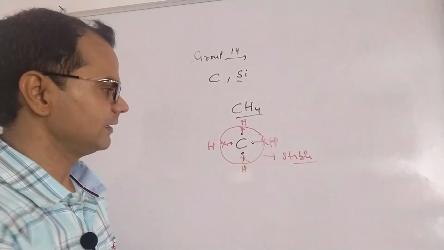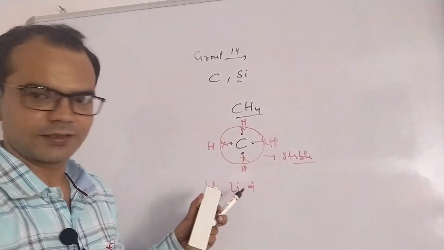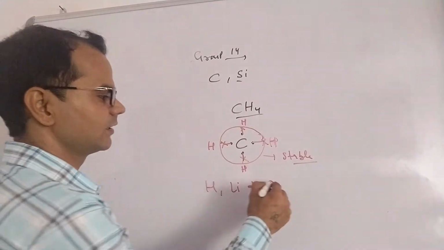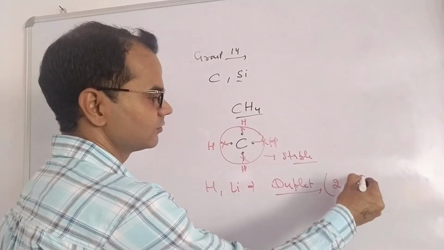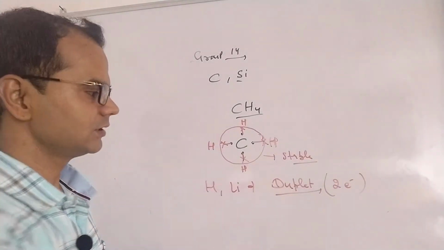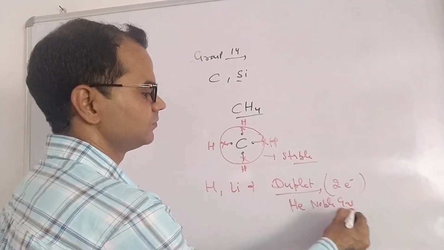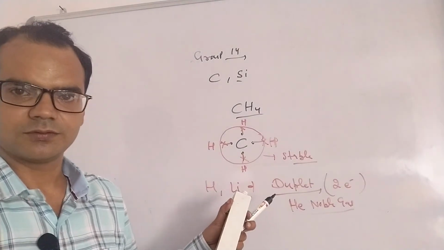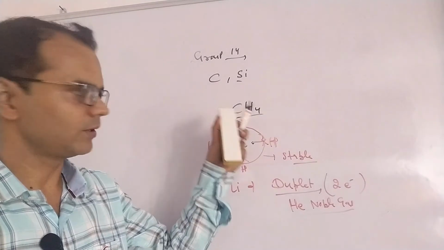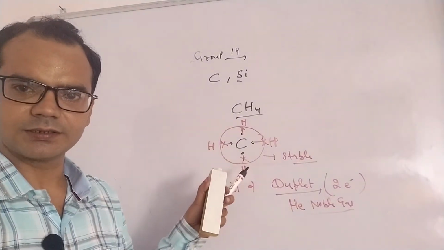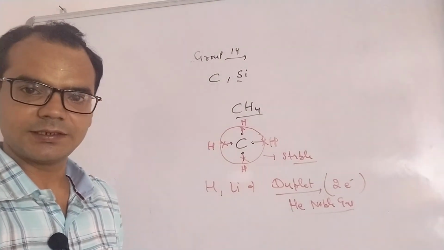And some elements like hydrogen and lithium, they don't complete their octet, they complete their duplet. Duplet means 2 electrons in a valence shell, means they achieve the configuration of a helium noble gas. So this is the bond formation, either by losing or gaining electrons or by sharing of electrons, right? What type of electrons can participate in a bond formation?